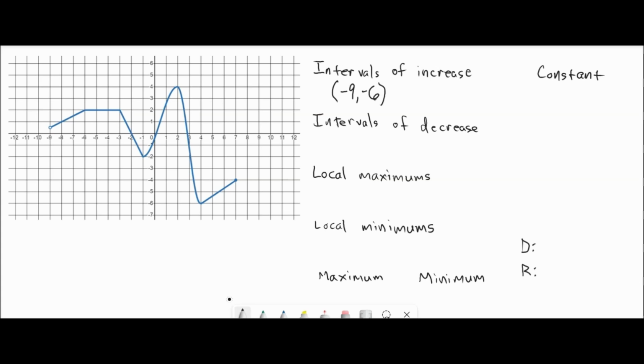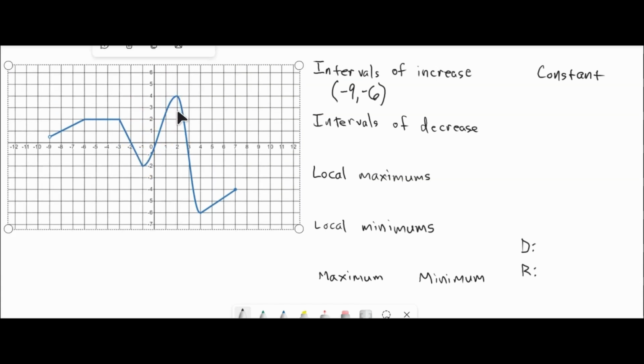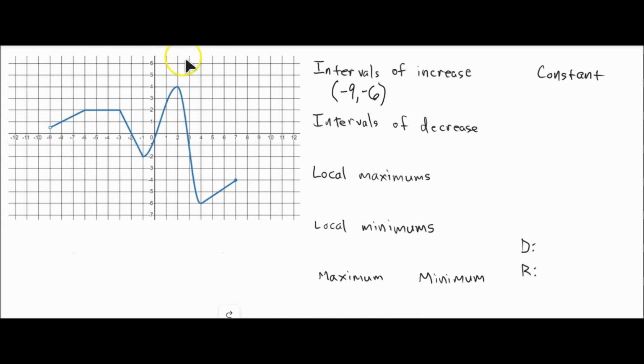Now we always do intervals of increase and decrease with parentheses. We don't do brackets, okay? And then our next interval of increase, you'll see, starts here and ends right here. But we don't care about the y values. We only care about the x values. So we start at -1, and then we go up to 2 here. So the next interval of increase starts at -1 and goes up to an x value of 2.